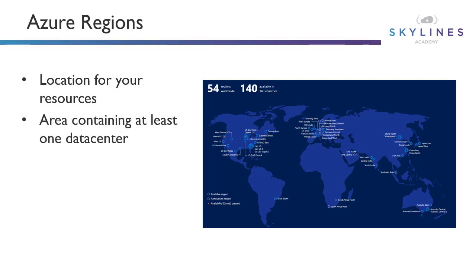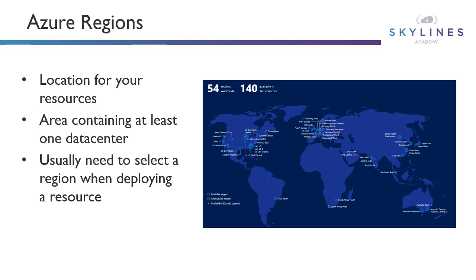It's an area containing at least one data center. So you'll hear about availability zones. Sometimes the region contains two data centers, close enough from a latency perspective, but far enough apart in the event of a disaster or something going wrong with that data center. So often we talk about availability zones, which you'll learn more about a bit later on.